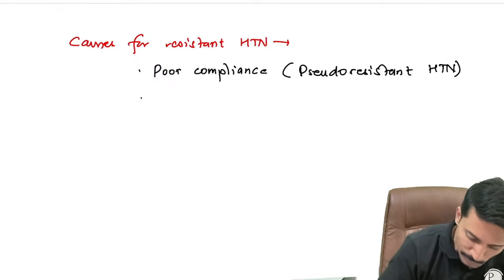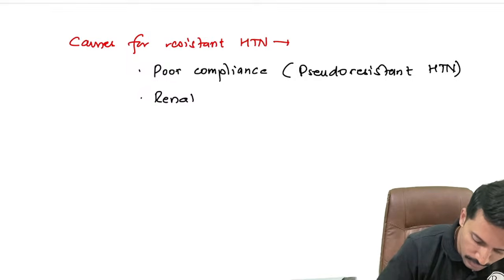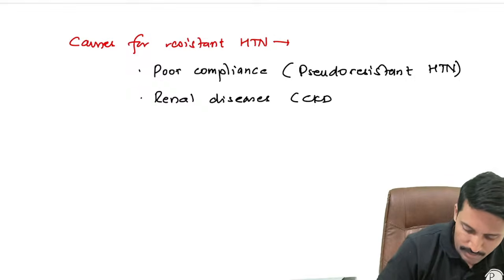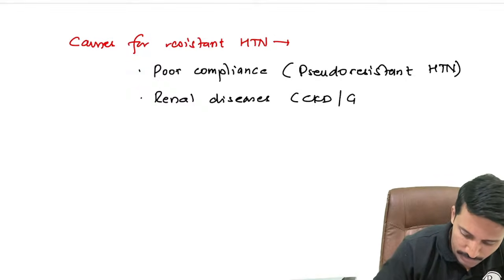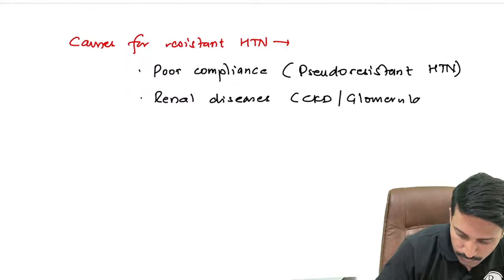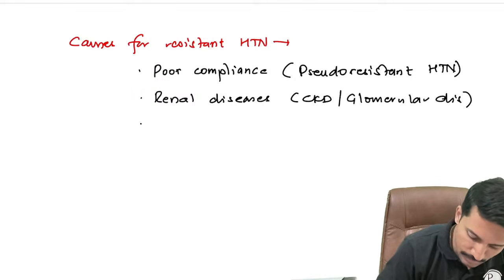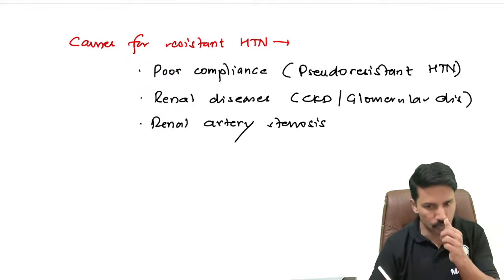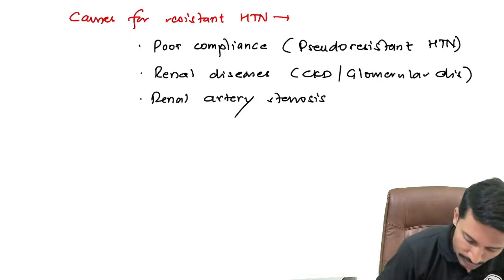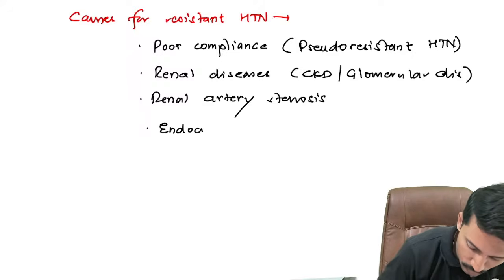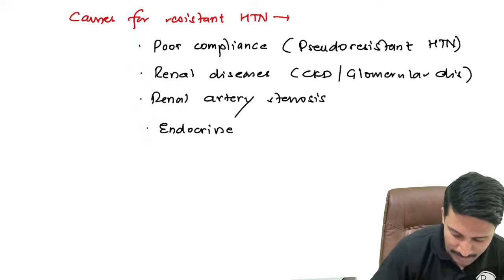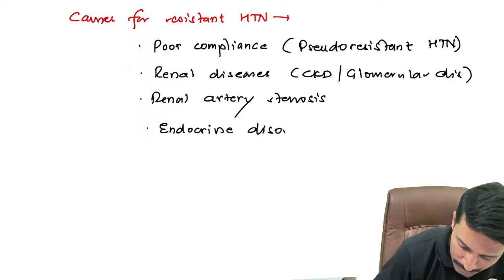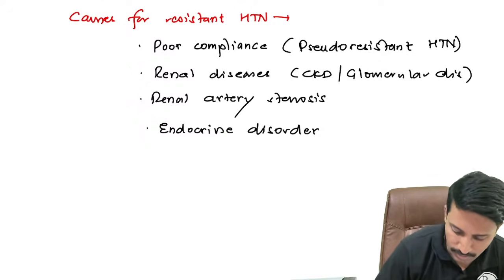Then second one is renal diseases. That is your CKD, glomerulonephritis. The third one is renal artery stenosis. Your renal artery is blocked or stenosed, that is causing resistant hypertension. Next one is endocrine causes. So whatever we described as secondary causes for hypertension, they all can cause resistant hypertension.